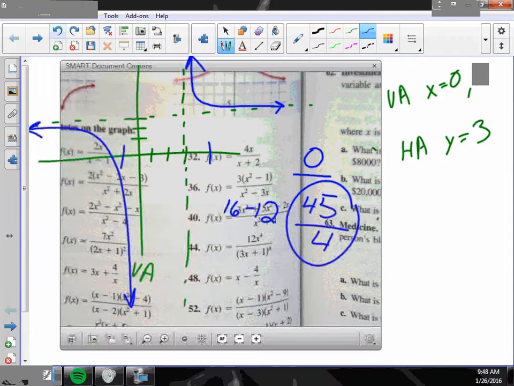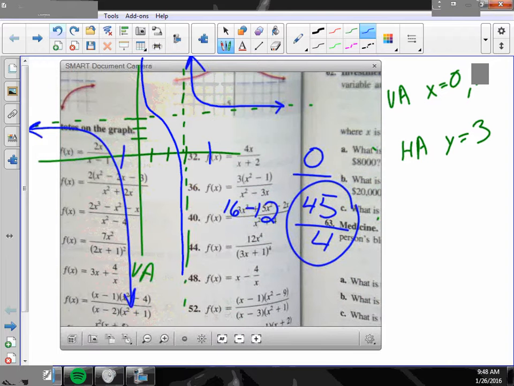On 0, it has to be approached on what side? It's got to start at the top and go down, and then the other one has to go like that. So this VA is approached on the bottom on the left side and on the top on the right side, and then the other way around.